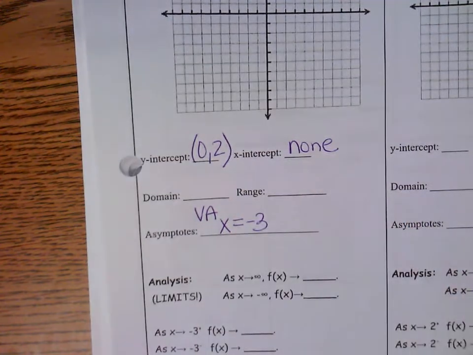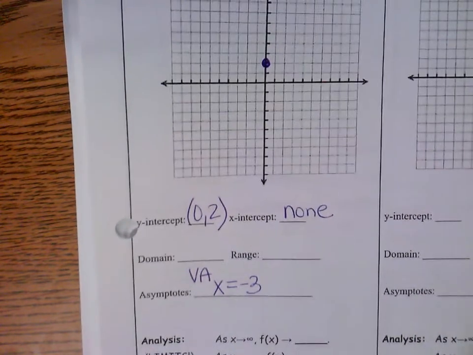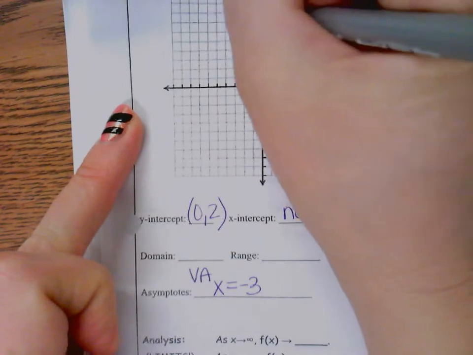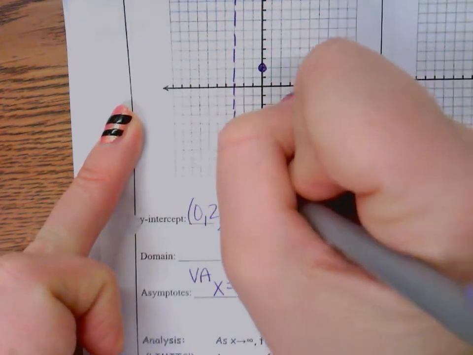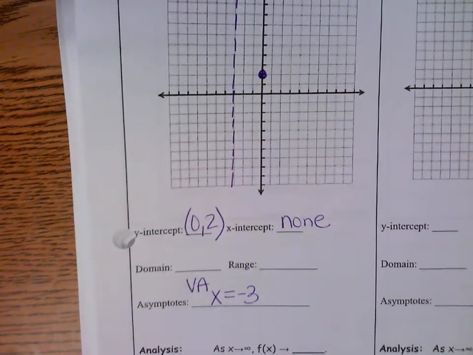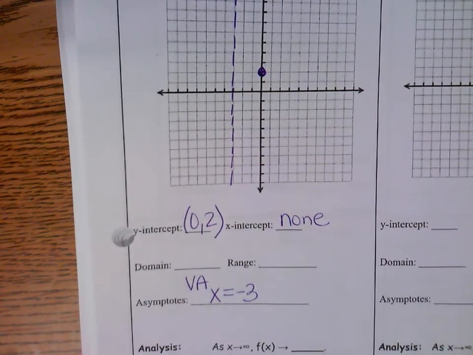So that's going to be a vertical line at -3. So go ahead and dot that on your axis. When you're doing these for practice, you may want to use a pencil, but we're doing this one together, so hopefully we won't make mistakes.